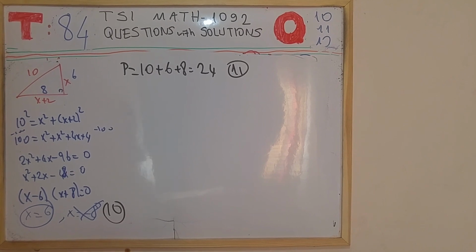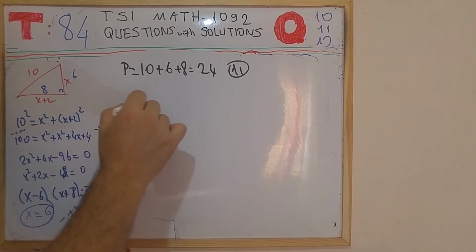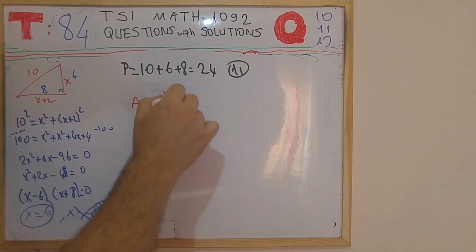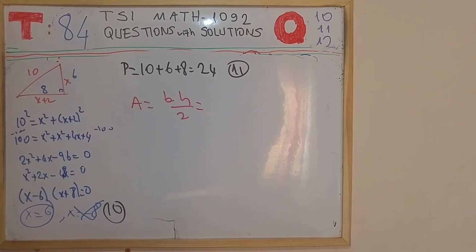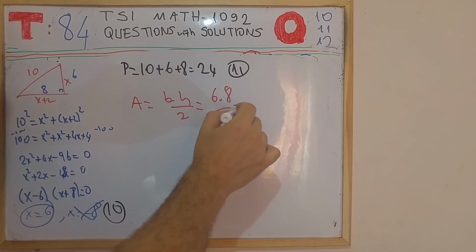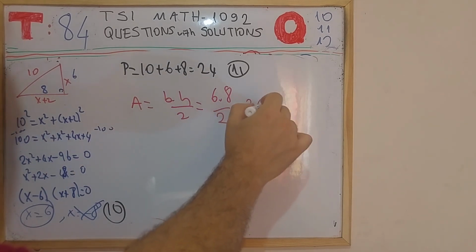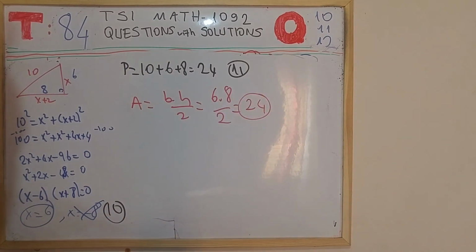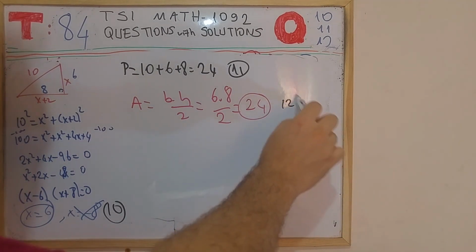Now let's find the area of this triangle. The area is equal to base times height over 2. That is equal to 6 times 8 over 2. And this is equal to 24, similarly. And this is the answer for question number 12.